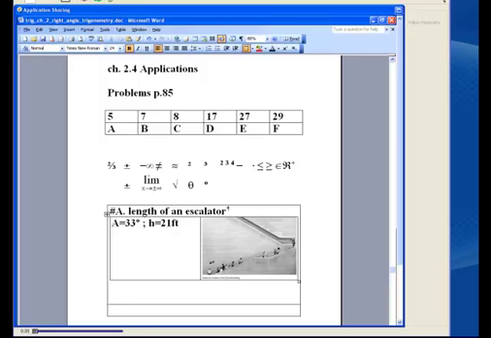So the 21 feet here for the height would be the opposite of the angle A, and we're supposed to determine the length of the escalator, which would be the hypotenuse, so we're going to use the sine. Sine A equals h over the length of the escalator. And then the length of the escalator is going to be h divided by sine A, which means 21 feet divided by sine of 33 degrees.